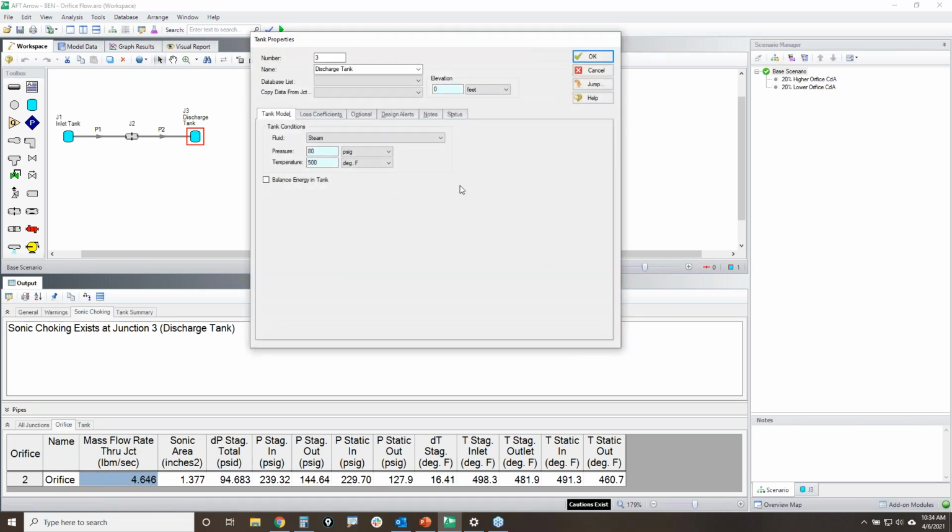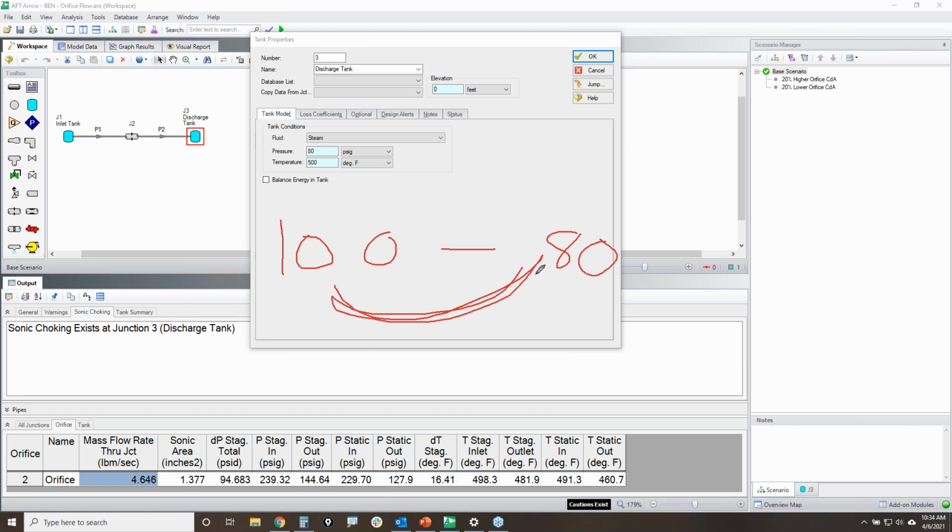So I know that the critical point, as I'm going to call it, where we start sonically choking is somewhere between 100 psig and 80 psig. Within this range is that pressure where I start to sonically choke. And I'm trying to figure out where that is, because that's going to show me what the pressure in the tank would need to be to give me my maximum amount of flow.